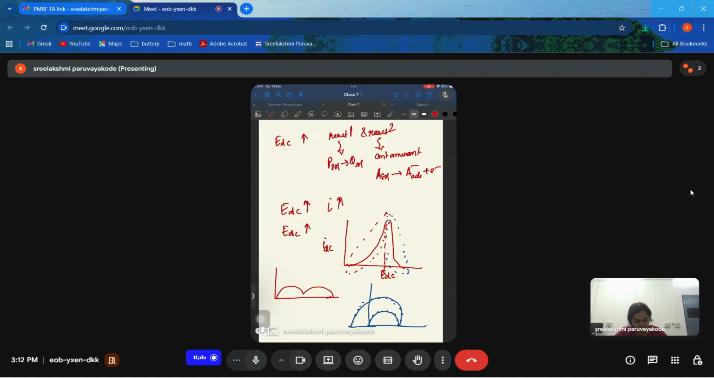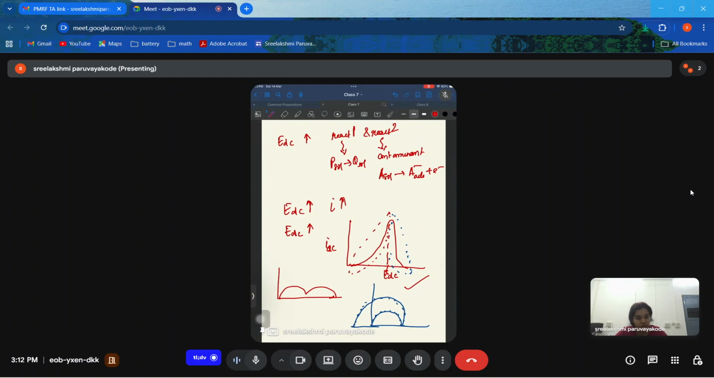Now, this is what I was talking about, up to some potential. When we are increasing the overpotential, IDC keeps on increasing, and after that it decreases.